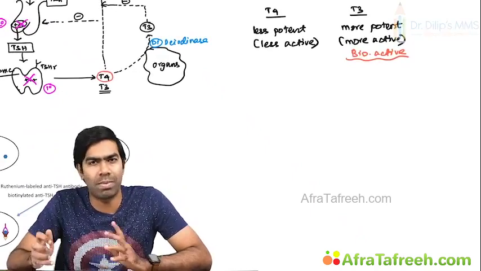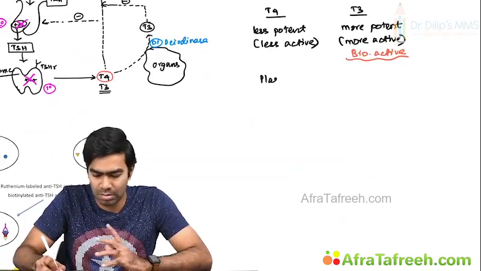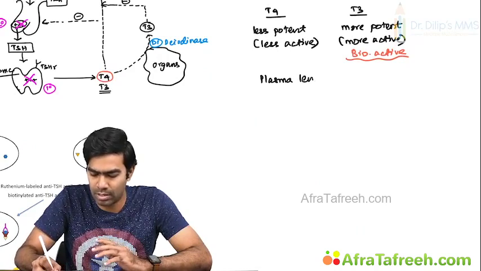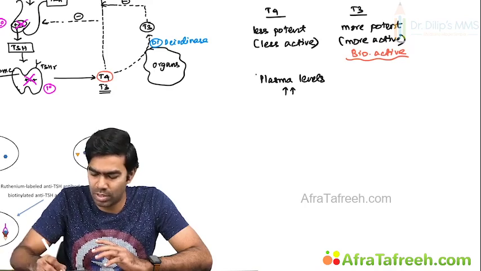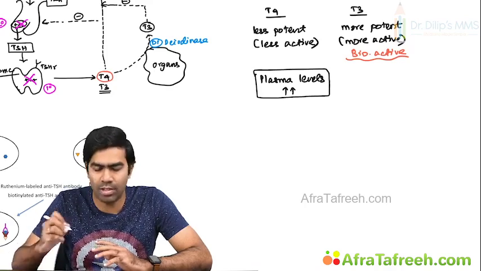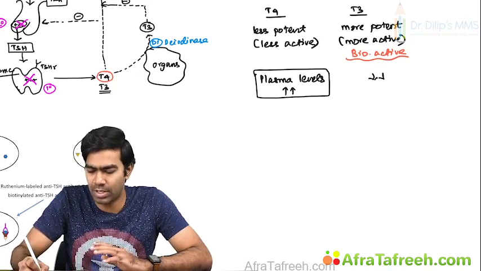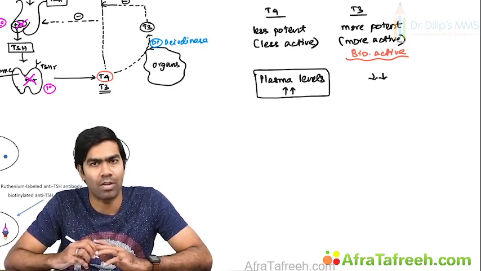But what will be the plasma levels? Plasma levels, on the other hand, are more with T4 only. Plasma levels are actually lesser with T3. There are a lot of reasons for that.